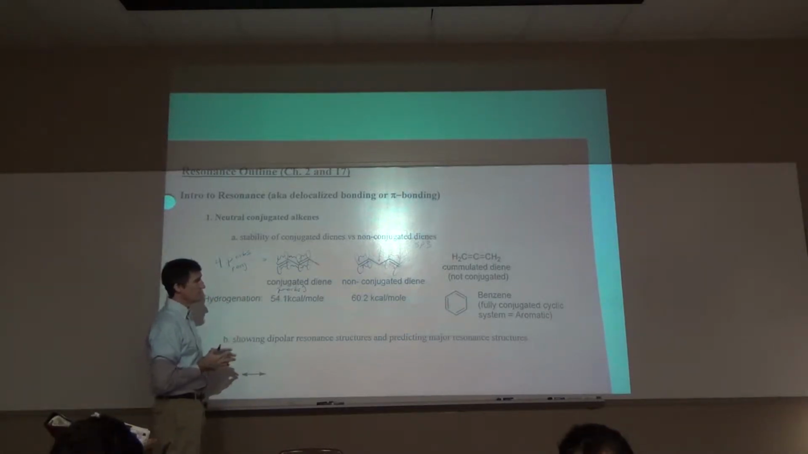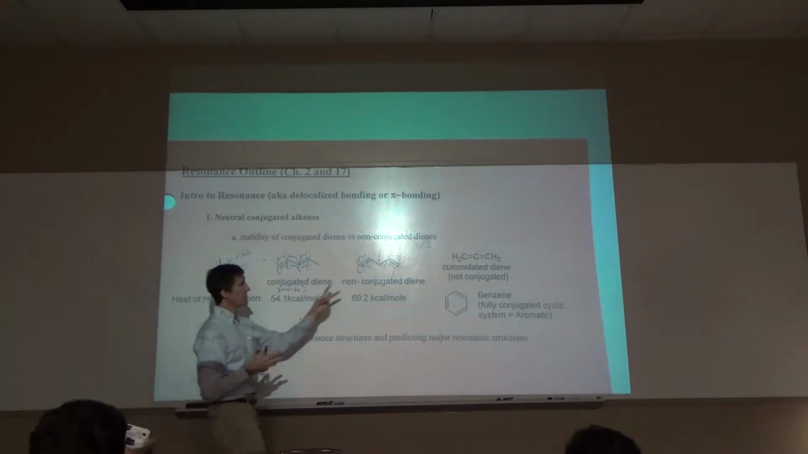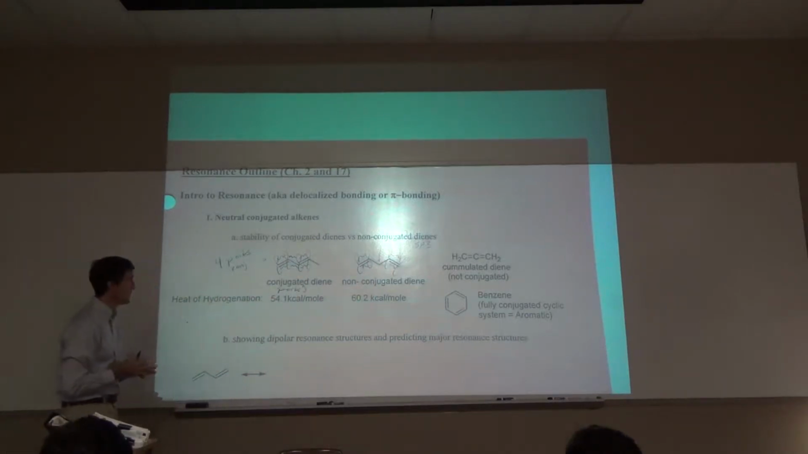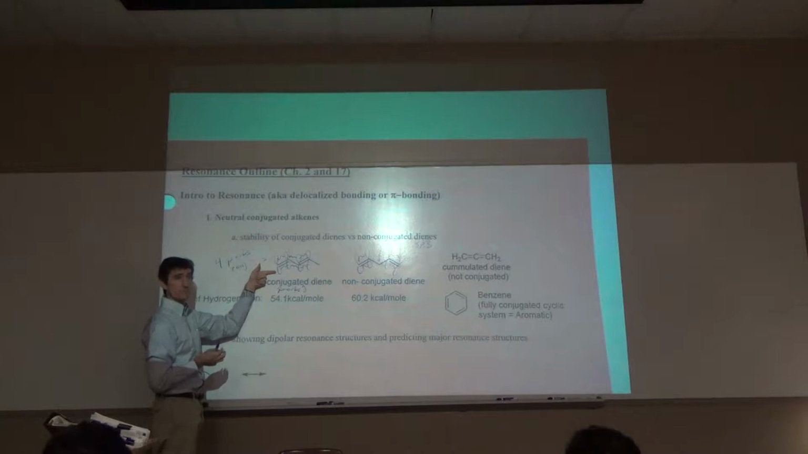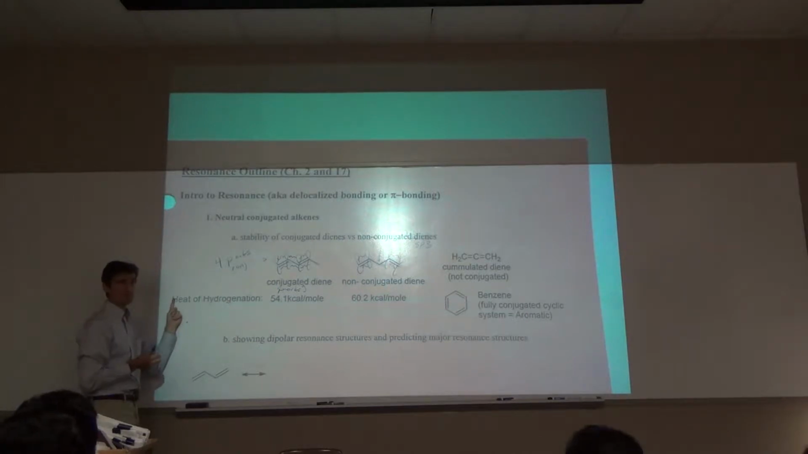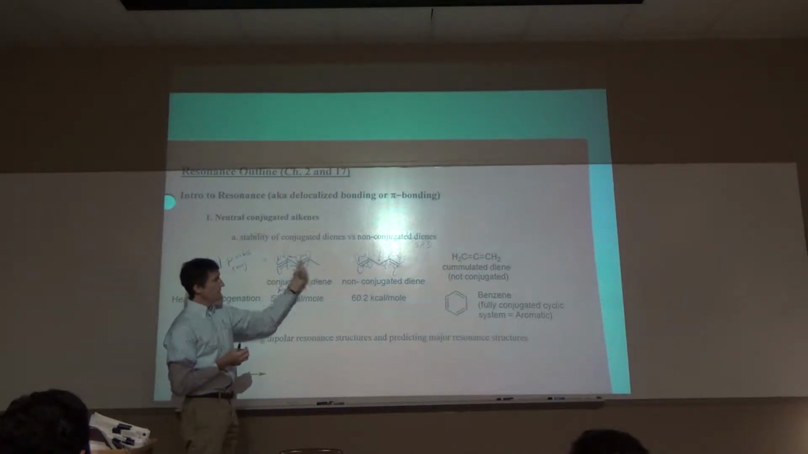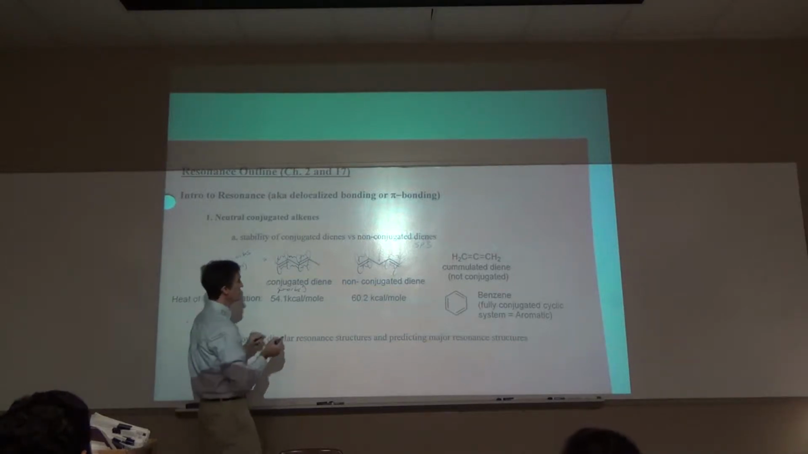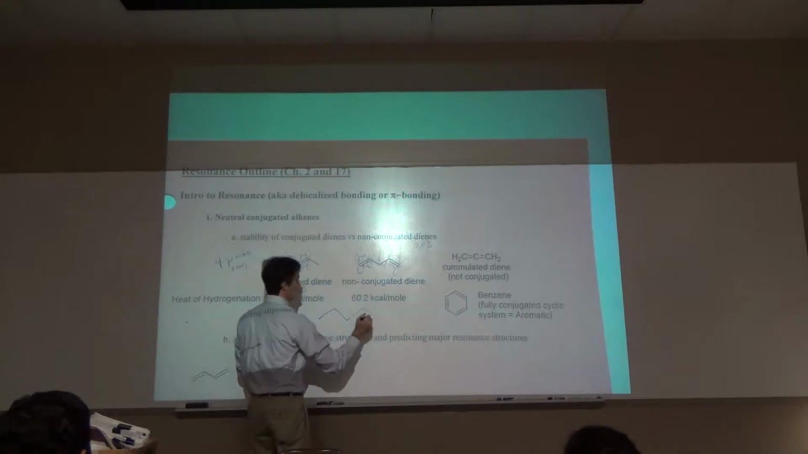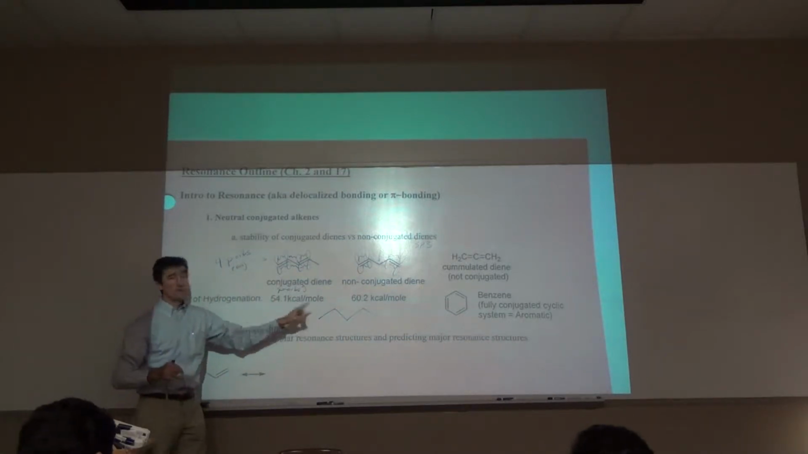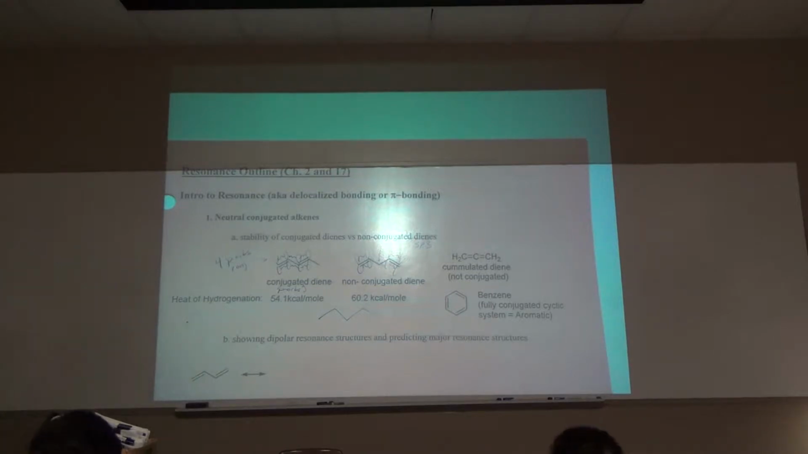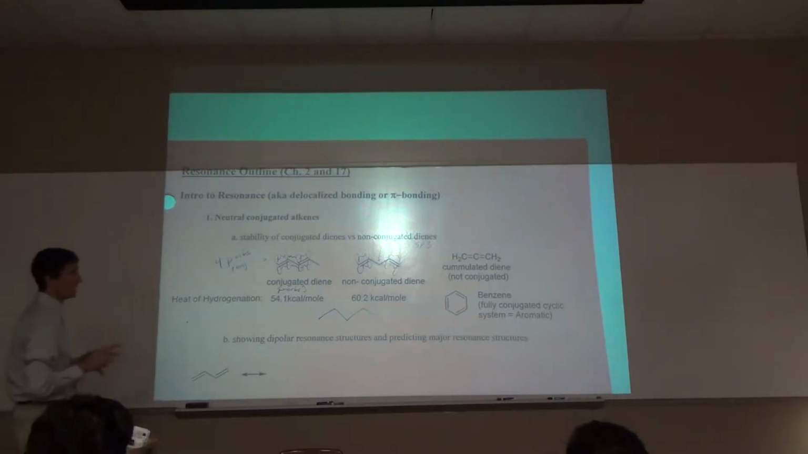These two are constitutional isomers: same formula, different connectivity. Here the double bond is connected between the ends. They have different stabilities. The conjugated diene is more stable. How do we know that? One way is to look at the heats of hydrogenation. If these compounds are hydrogenated, they both go to the same molecule, pentane. It would require two equivalents of hydrogen, since you have two double bonds. They both go to the same spot.